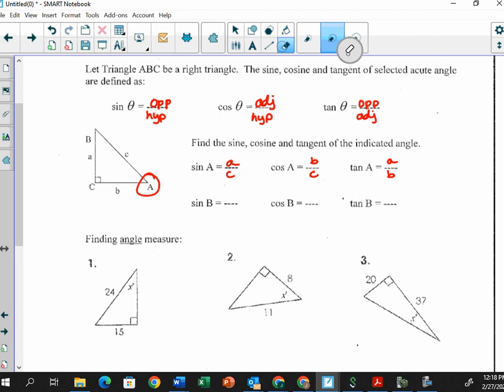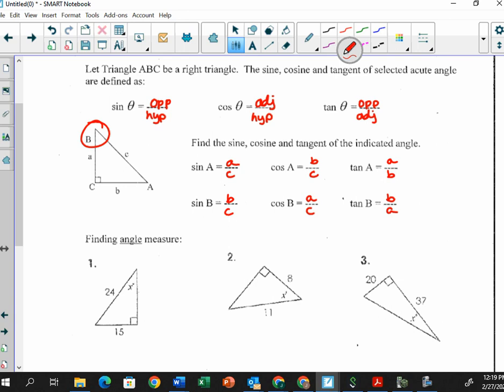All right, now we're moving on. We're looking at angle B now. So what is the sine of angle B? B over C, good. Okay. Here's angle B. What's opposite of angle B? Oh, it's the hypotenuse. That's all we're doing. So what's the cosine of angle B? And the tangent of angle B? B over what? A, yeah.